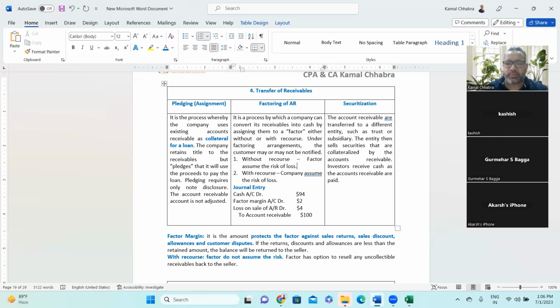Right? So that's the difference. The loss which is booked in the entry, this is in the case of recourse, right? Without recourse, there is no question of loss at all, whatever is there is just margin.